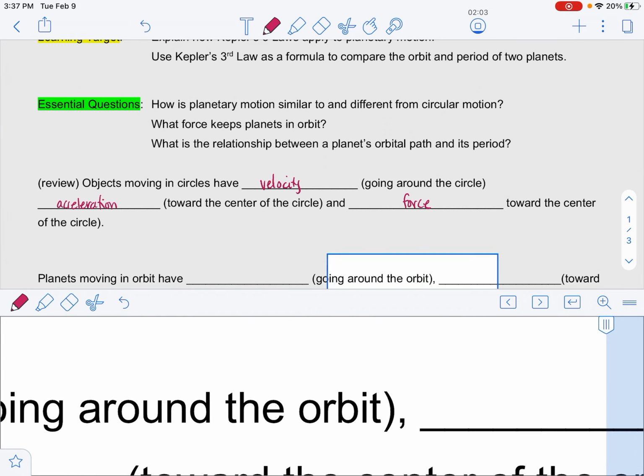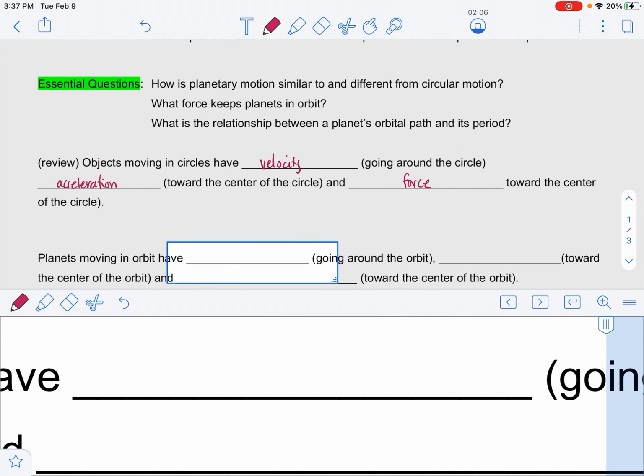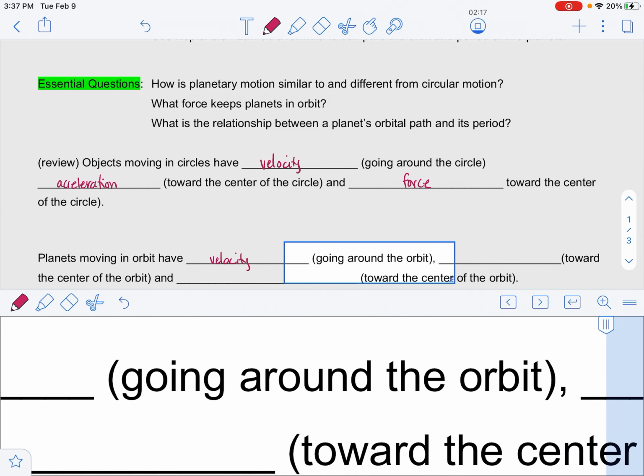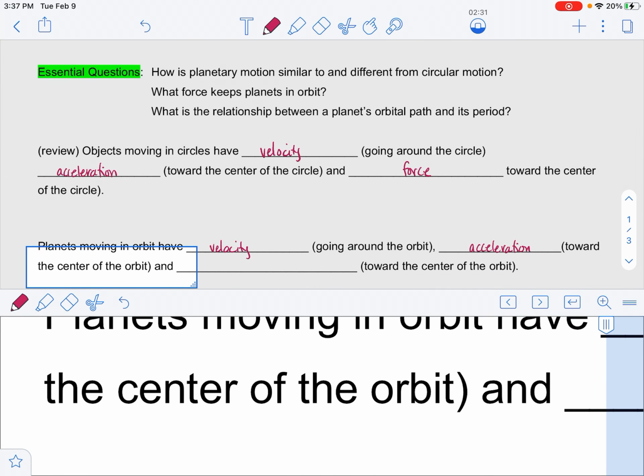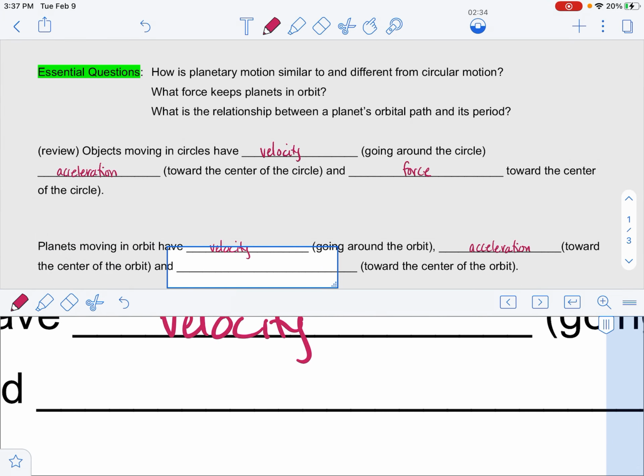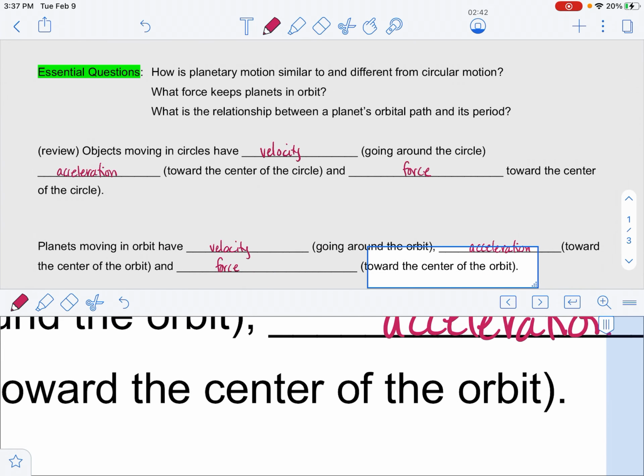So let's look at things going around the sun. So planets, great big things out in space. Planets moving in orbit have, yep, they also have velocity, right? Those planets move around the sun, and just like in a circle, their velocity is going around the orbit. Because the direction is changing, planets also have acceleration. And just like in a circle, that acceleration is toward the center of the orbit. And finally, if you have acceleration, you must have, yep, an unbalanced force. And that unbalanced force is also toward the center of the orbit.